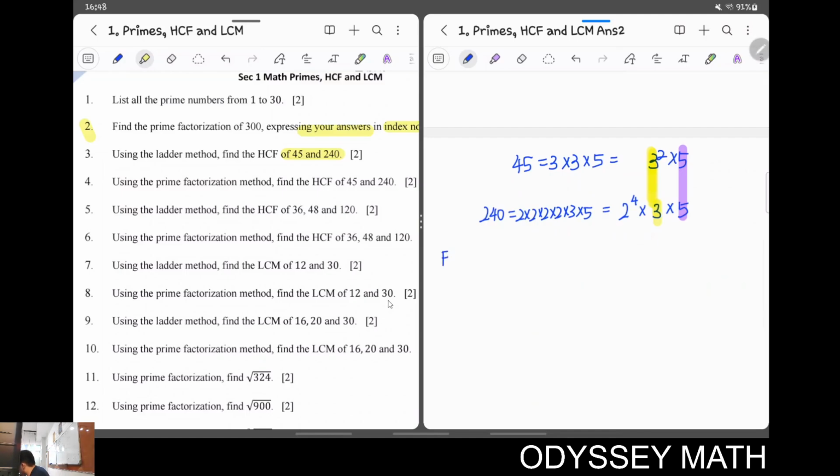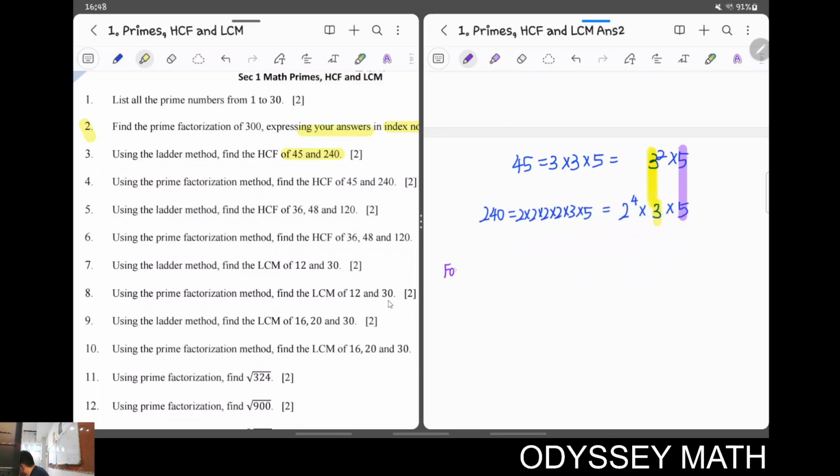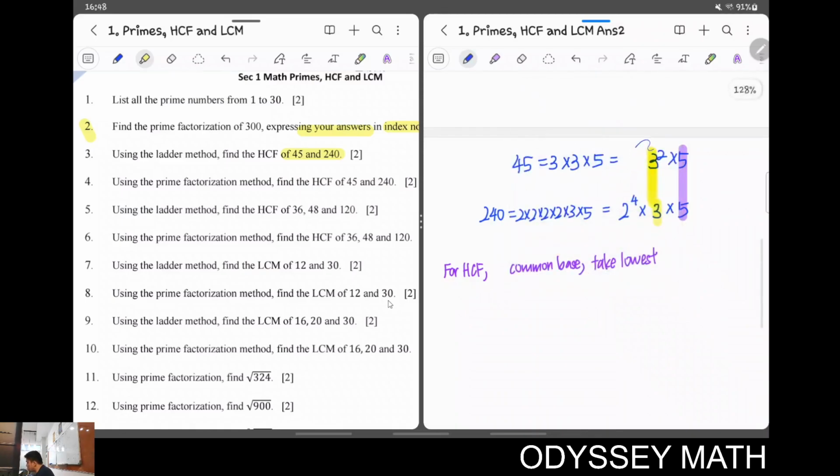So I'm going to write in purple. For HCF, common base, take lowest. So what do I mean by this? Listen here. Do you think that there's base 2 here? No. So there aren't any common base 2, so we ignore base 2.